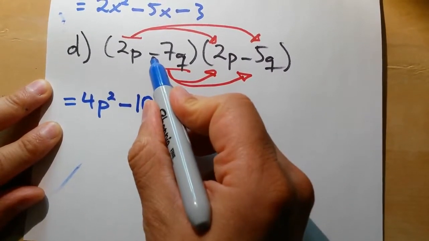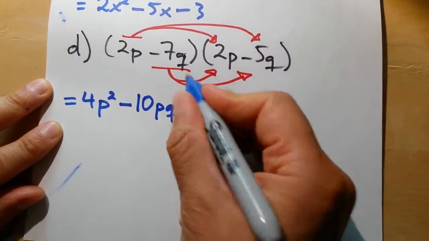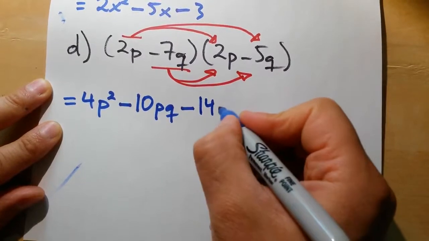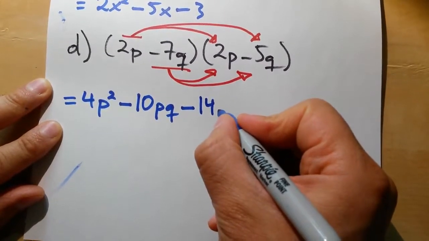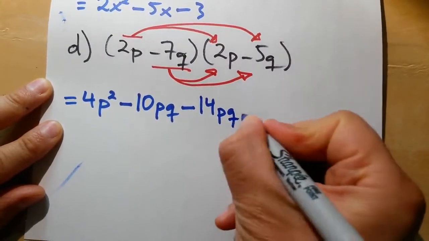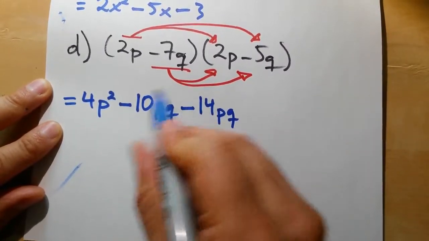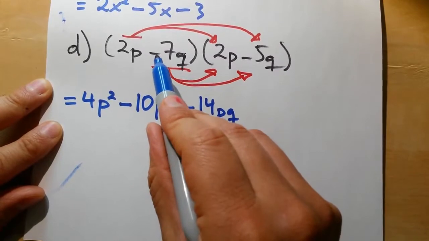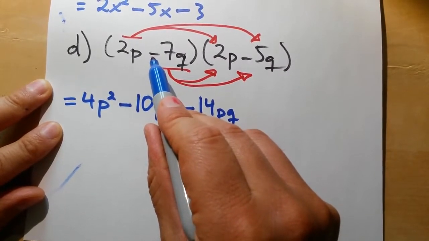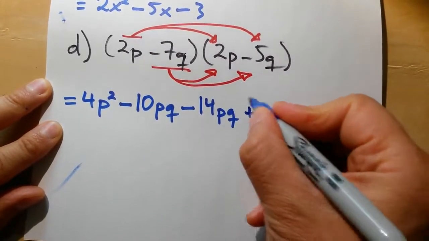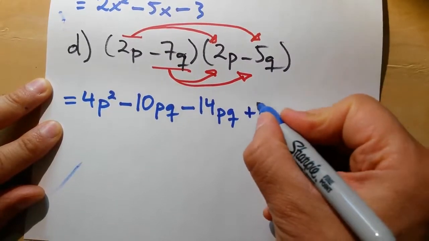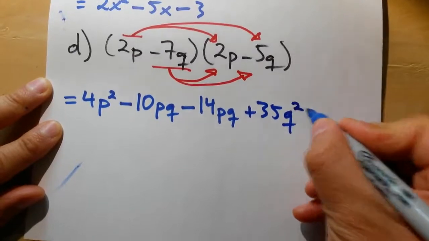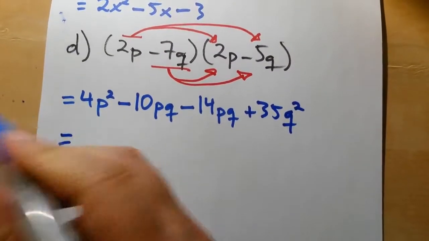Let's move on to this term. Negative times positive, negative. 7 times 2, 14. q times p, pq, or qp, but let's keep it in this order, pq, so we can easily tell the terms that are alike. And then the last term, let us not forget, negative times negative, positive. 7 times 5, 35, and then q times q, q squared.